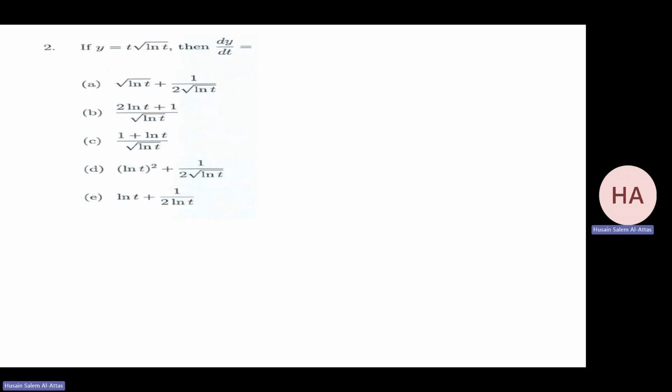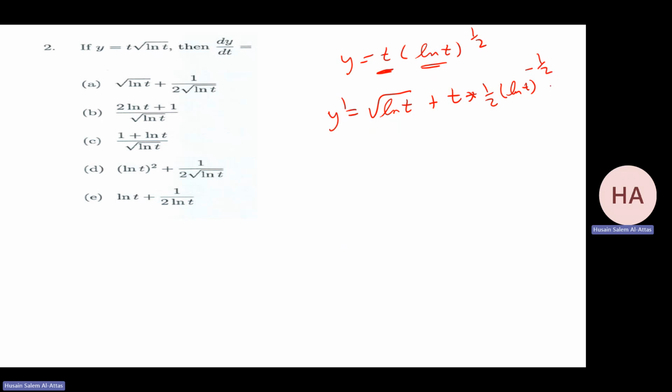If y equals t square root of ln t, find dy/dt. Let me write y equals t times (ln t) to the power half. So y prime, by the product rule: the derivative of the first, which is 1, times square root of ln t, plus t times the derivative of this, which is half (ln t) to the power minus half, times the derivative of this, which is 1 over t. So this cancels. I have square root of ln t plus 1 over 2 root ln t, which is this one.